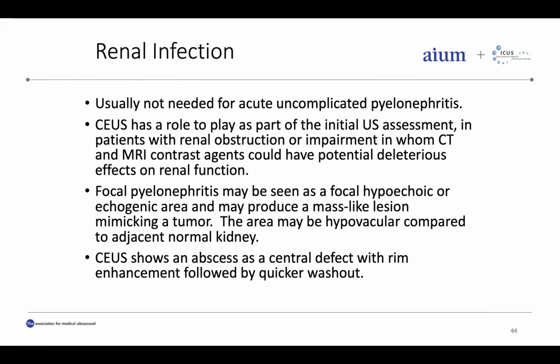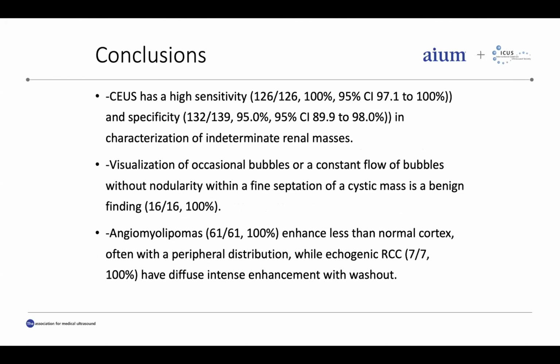With renal infection, we usually don't need any imaging for an uncomplicated pyelonephritis, but if the patient has complicating features such as an abscess or pyelonephritis, nephronia, they can be evaluated with ultrasound contrast. These areas show up as mass-like lesions. They're usually hypovascular compared to the normal kidney. And again, if there's an abscess, we can see a central defect with rim enhancement followed by quicker washout. And again, we can use this to guide placing a needle into the abscess under ultrasound guidance.